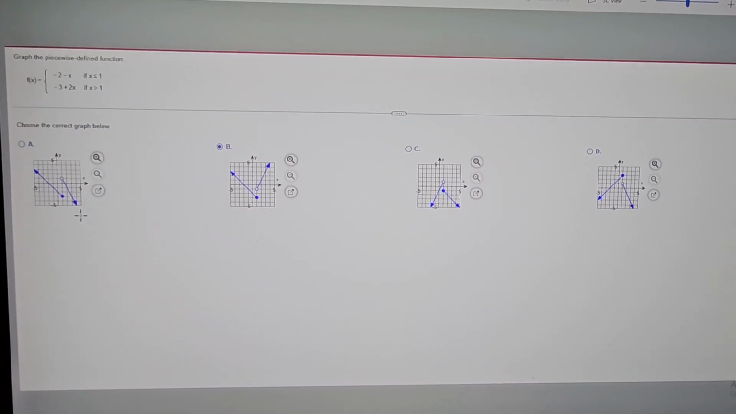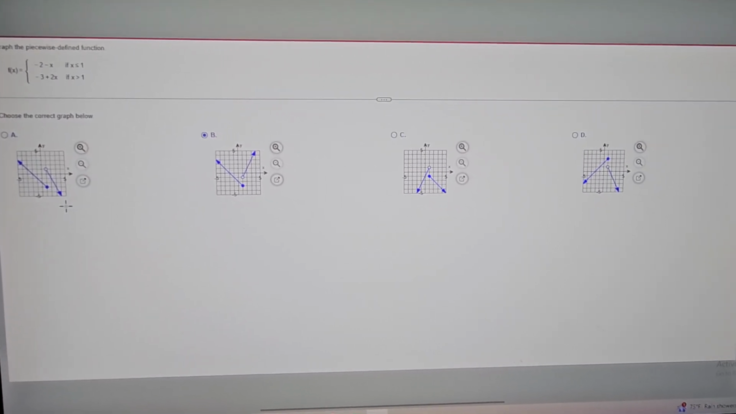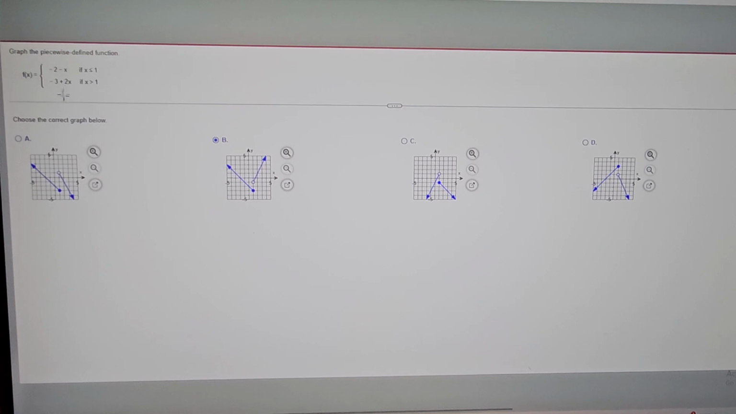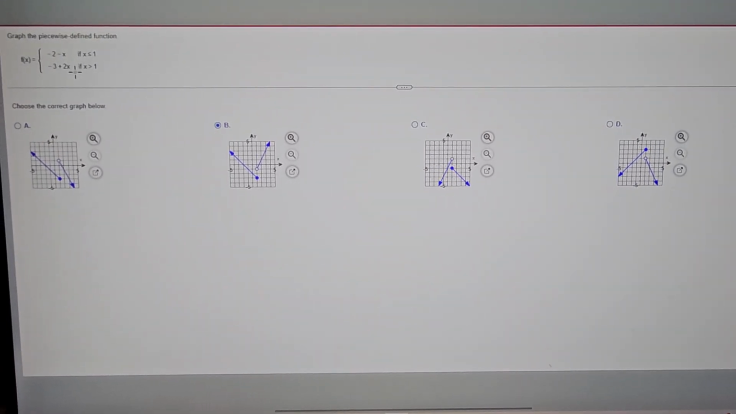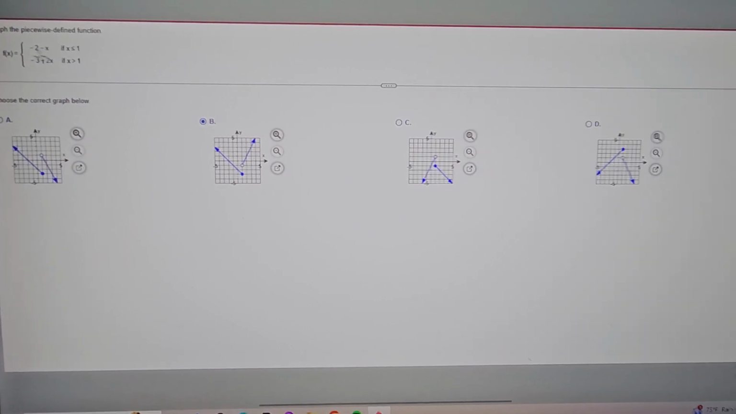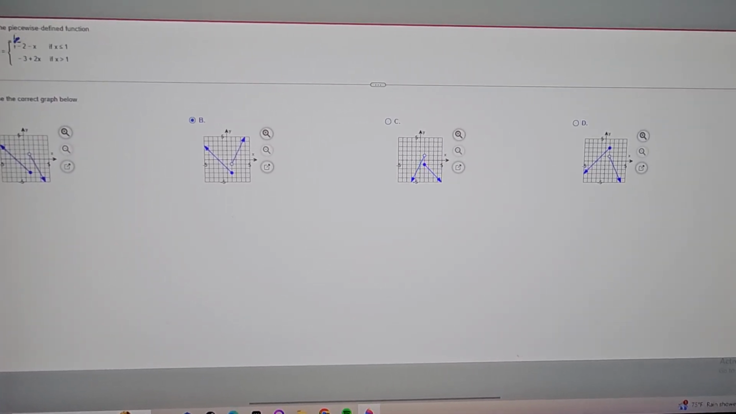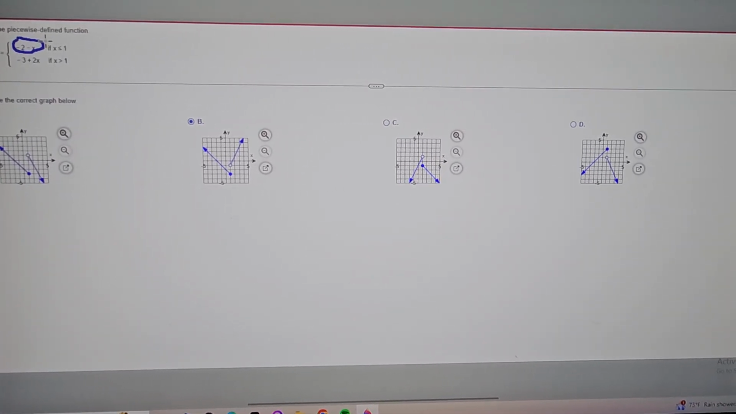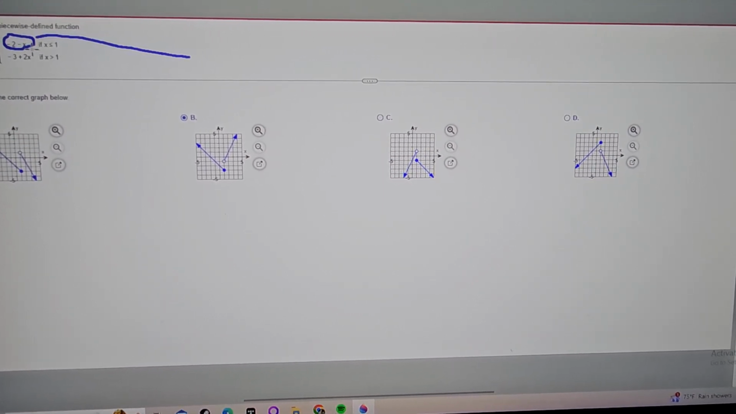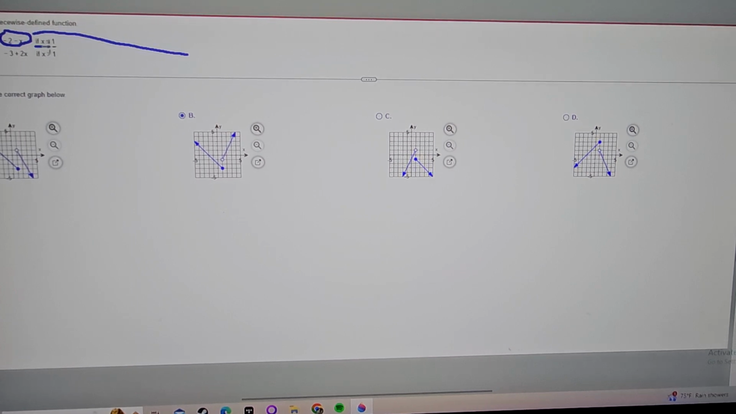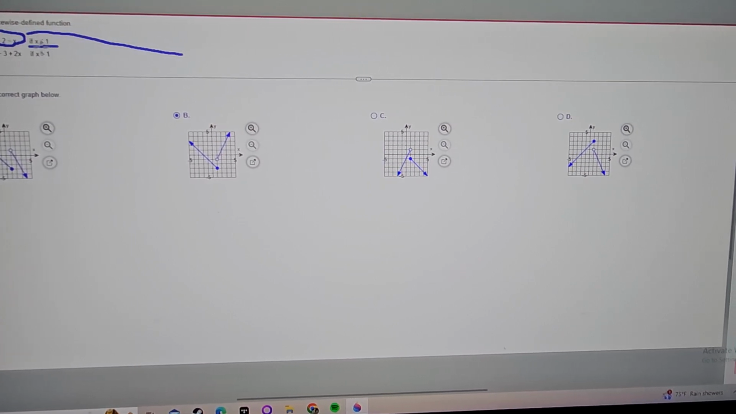Hi, my name is Matthias, and I'm going to try and teach you how to graph a piecewise defined function. A piecewise defined function can be thought of as two different functions. Here we have -2 - x, with the condition that it's only expressed if x is less than or equal to 1.